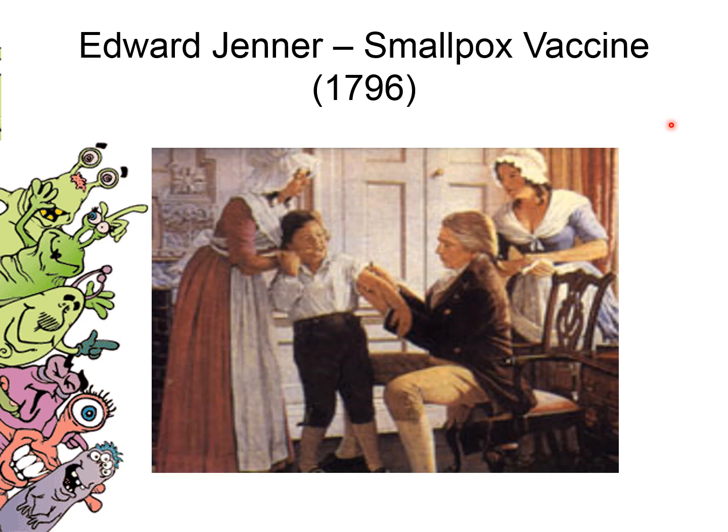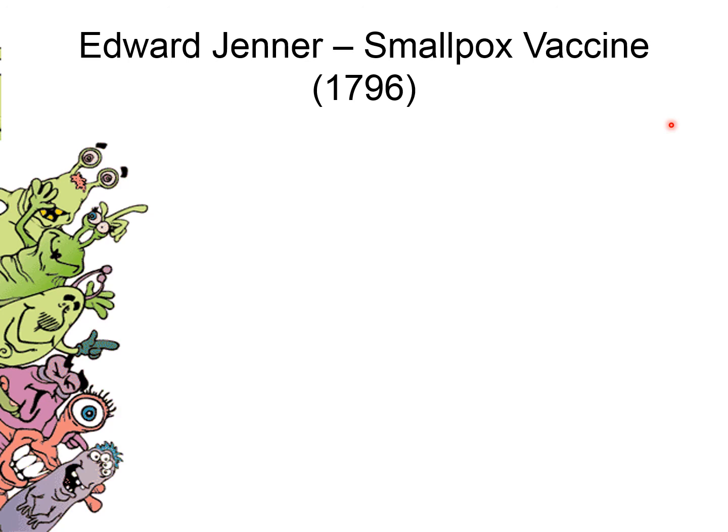So on May 14, 1796, he proved that inoculating people with pus from cowpox lesions provided protection against smallpox. This process was known as vaccination based on the Latin word vacca meaning cow. Thus, the use of cowpox virus to protect against smallpox in humans became popular, replacing the risky technique of immunizing with actual smallpox material.